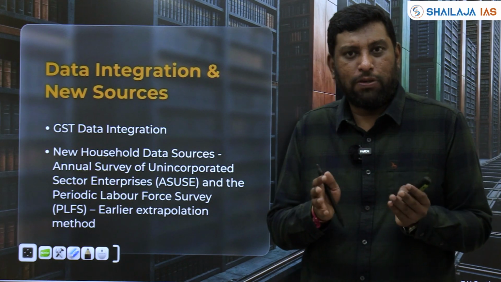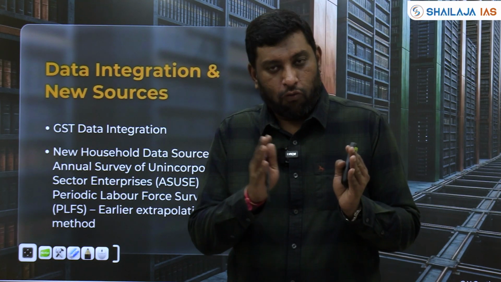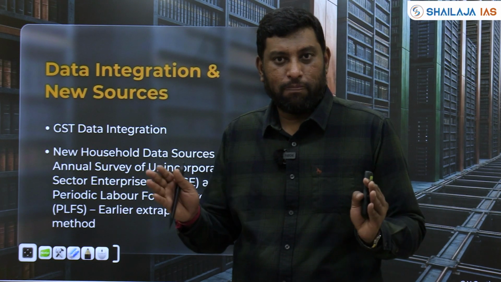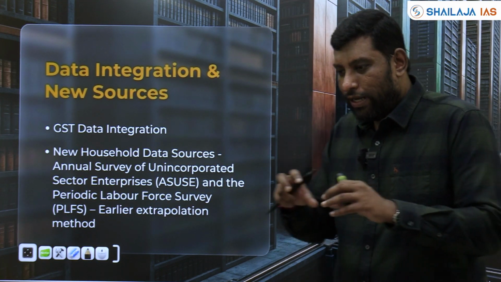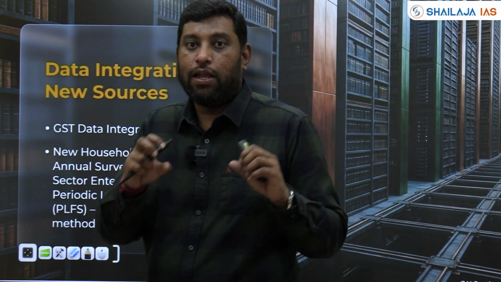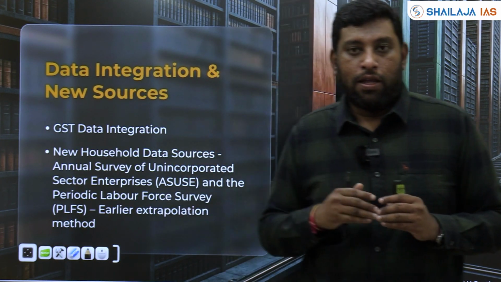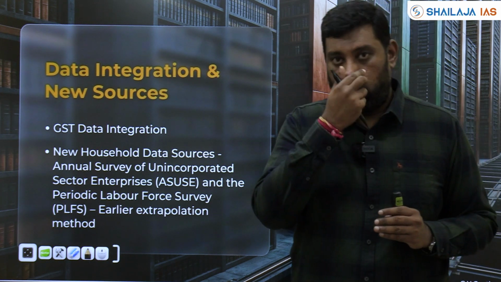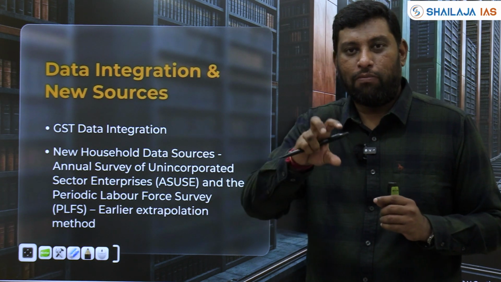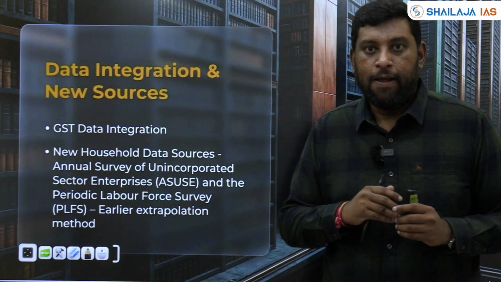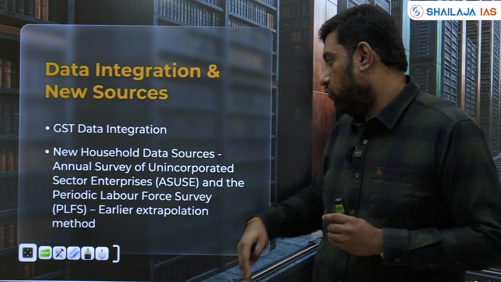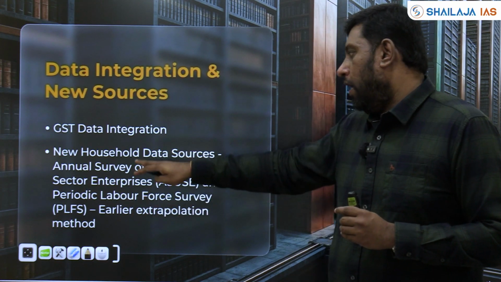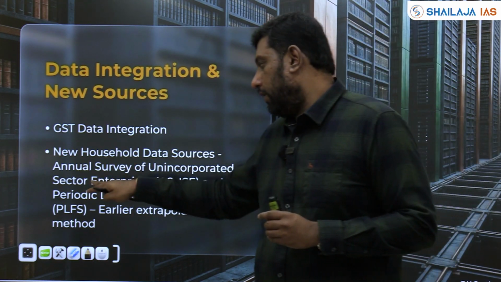That gives a more accurate picture of the volume of goods and services produced, and also about the price levels, right? Another important aspect is the data collection sources, and the methodology to collect the data has been improvised compared to the previous models. Earlier, they used to collect only from a sample size and extrapolate it. Now, they are trying to go for a more comprehensive data source called the Periodic Labour Force Survey and the Annual Survey of Unincorporated Sector Enterprises.